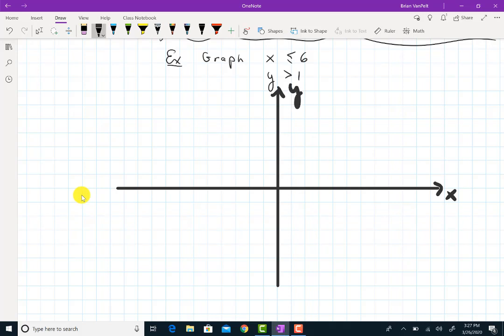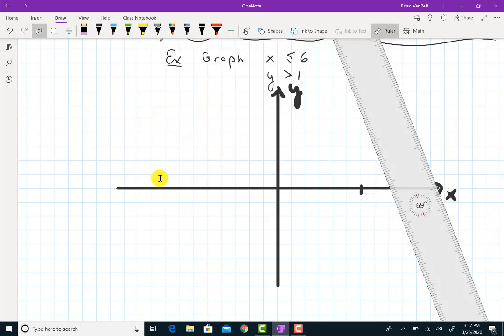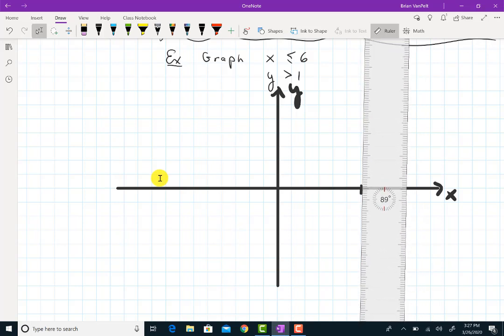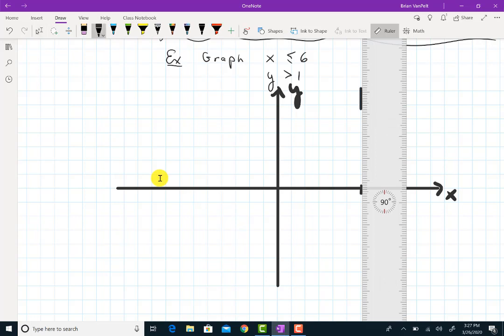Very fat. Now, x equals 6 is a vertical line. So we go over 1, 2, 3, 4, 5, 6. Let me go ahead and throw my ruler there. And since it's less than or equal to, this is a solid line. That looks pretty good, especially with my big fat line.